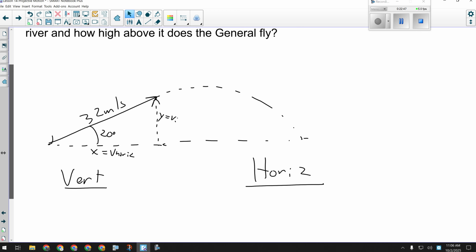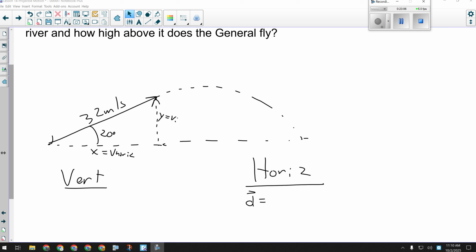Let's see what you can do with this. You've got to do X and Y components. What we're looking for is the horizontal displacement of the General Lee from its launch point to impact. I'll give you a few minutes to try it on your own, and then we'll go through it together.